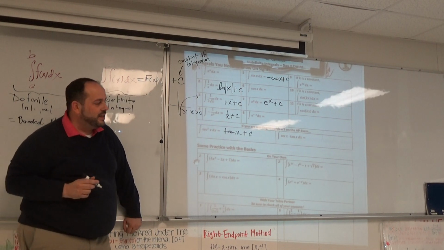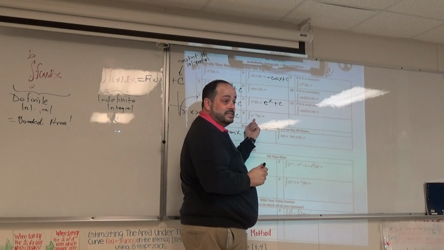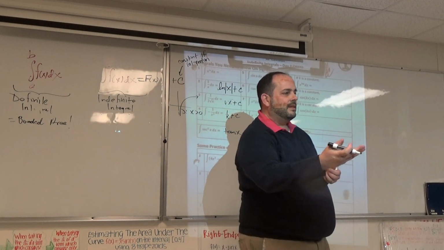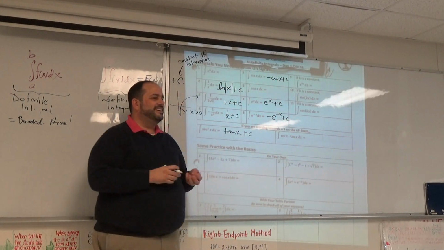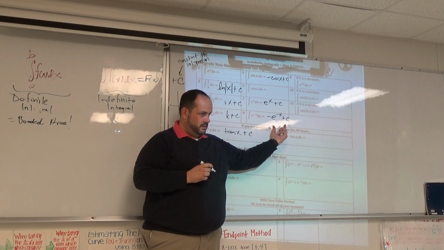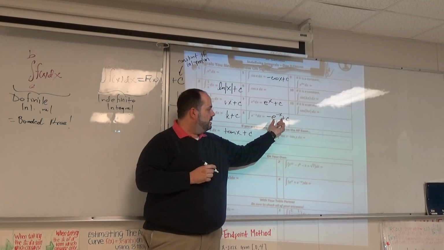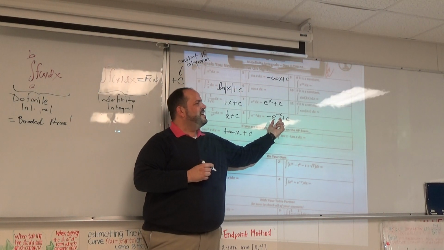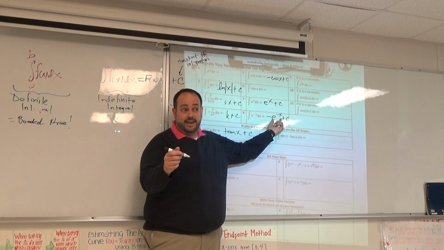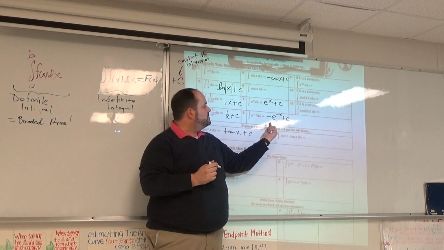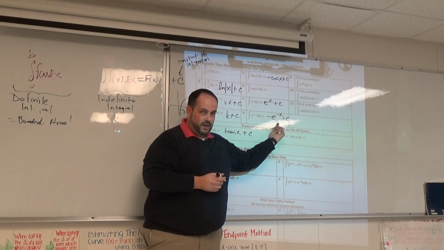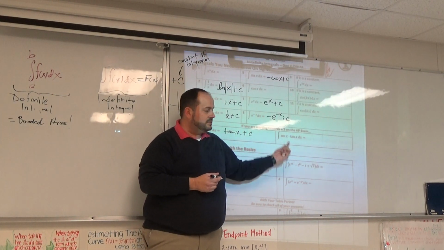E to the negative x. The antiderivative of e to the negative x is negative e to the negative x. Can you convince me why? Because when you do the derivative of that, you get e to the negative x. Yeah, that's not really an explanation. The derivative of e to the negative x is negative e to the negative x. So the derivative of negative e to the negative x is positive e to the negative x. Okay. Others?